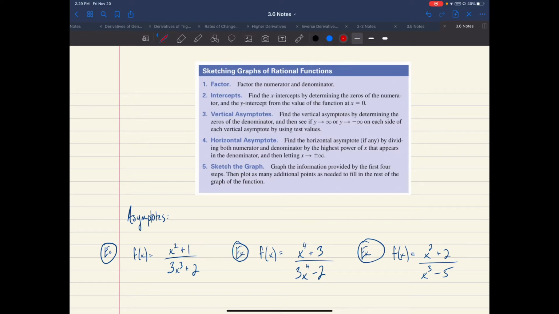So these are sort of long problems because there's so many steps here. And the first thing I'm going to work with is the idea of horizontal asymptotes. So for this, I'm really talking about horizontals for now.